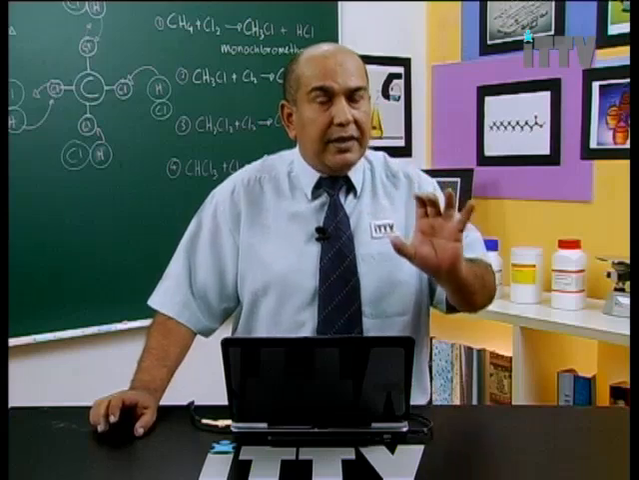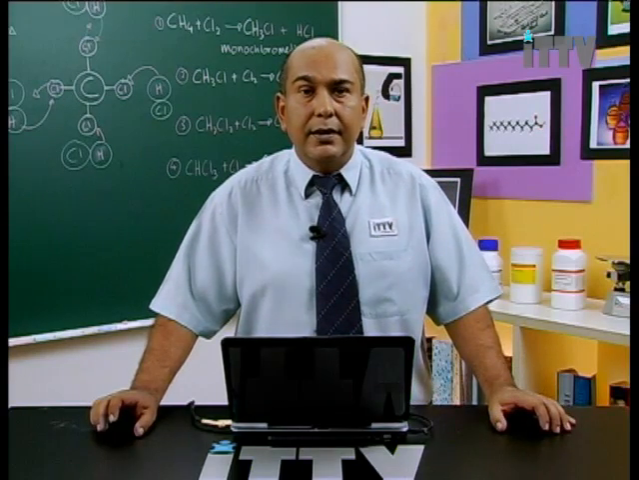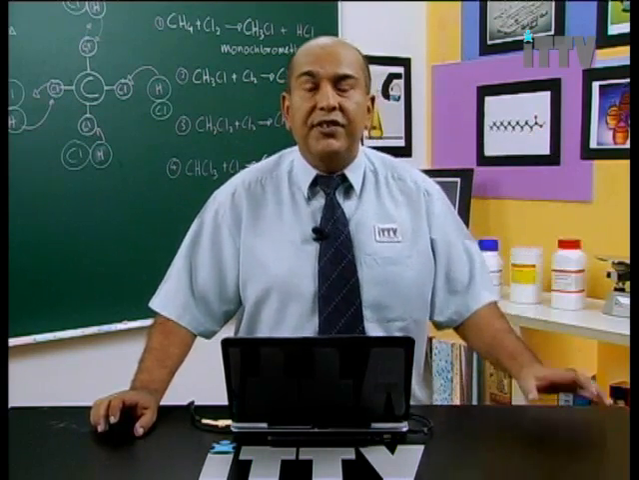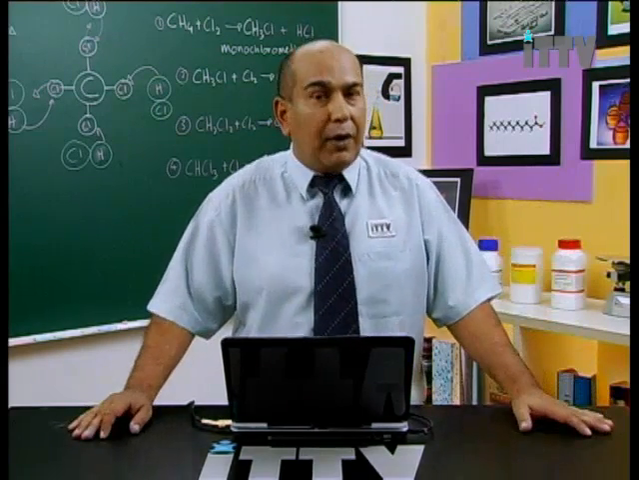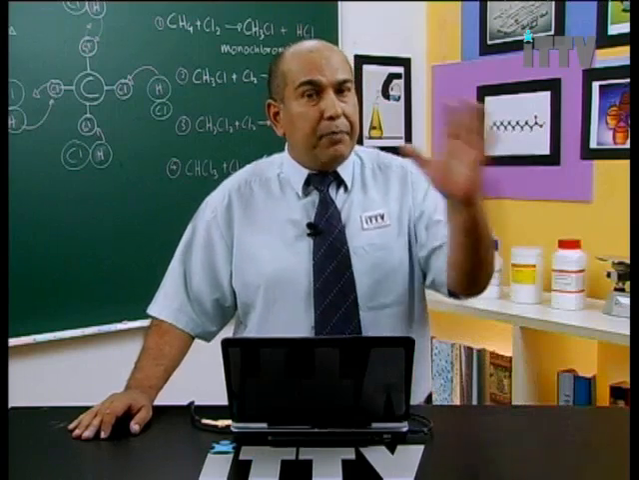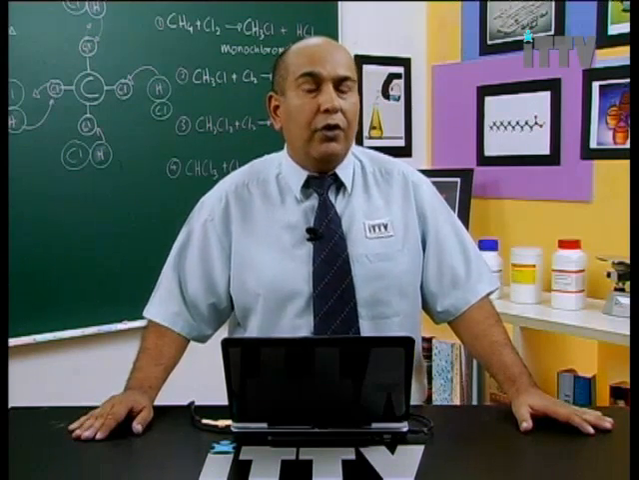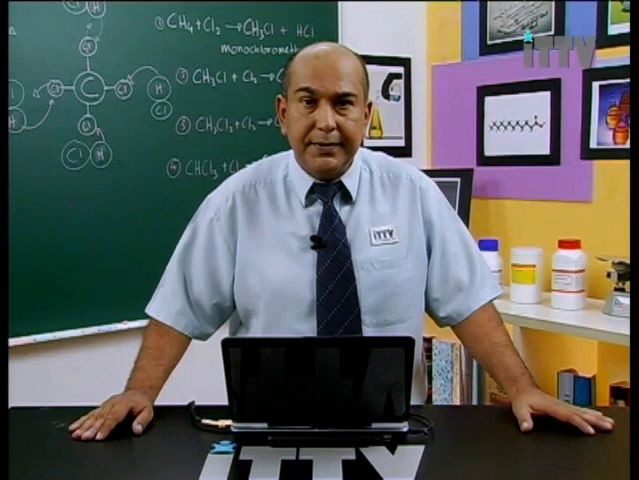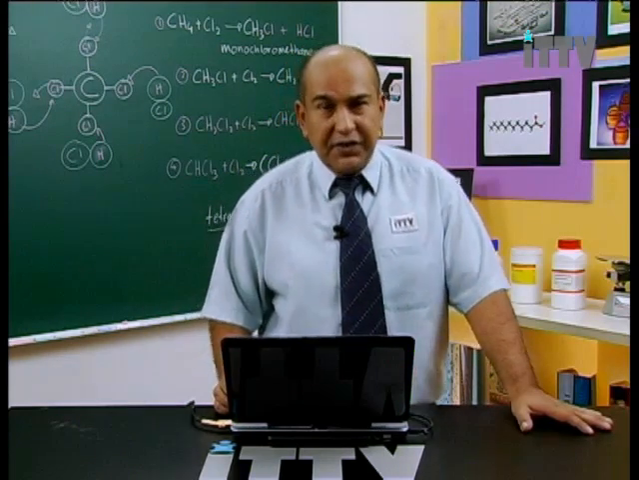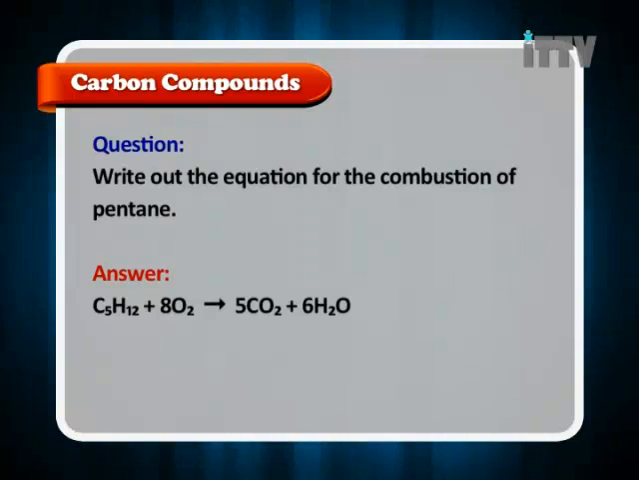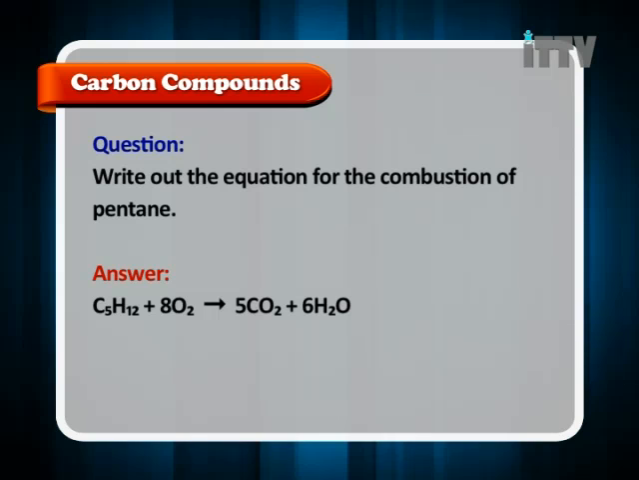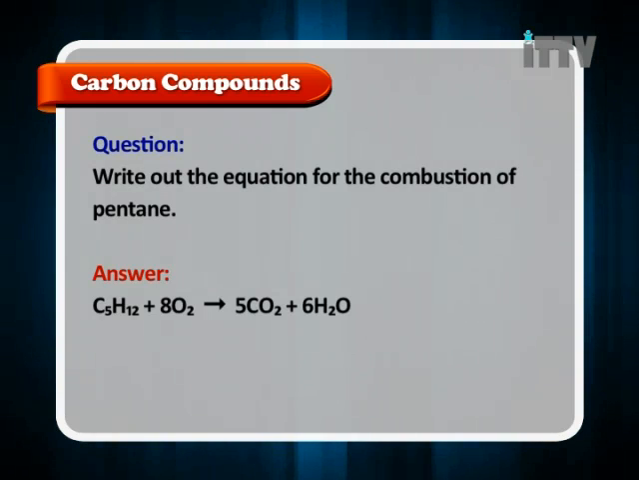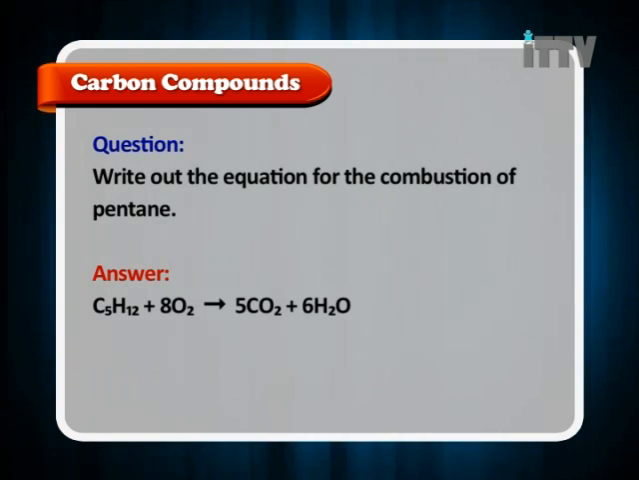Now balance your carbons. Next, balance the hydrogens. Add the number of oxygens on the right hand side and then balance it with the O2 that you've got on the left hand side. Are you done? Let's see if we've got the same answer. The answer is C5H12 pentane plus 8O2 produces 5 carbon dioxide and 6 water molecules.